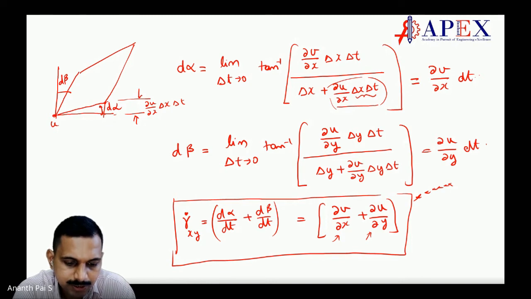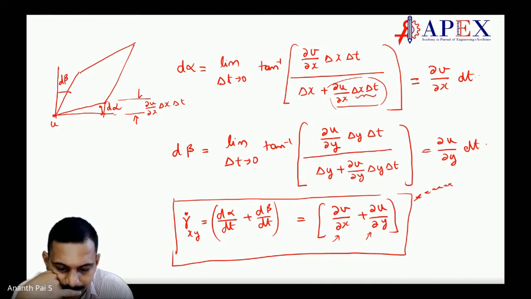Divya has sent me. Sir, why delta x along with the dou u by dou x term in the denominator? Why delta x and dou u by dou x term in the denominator?